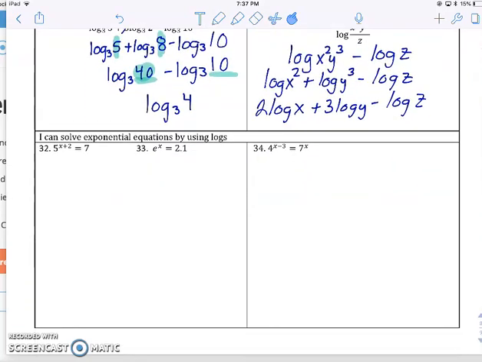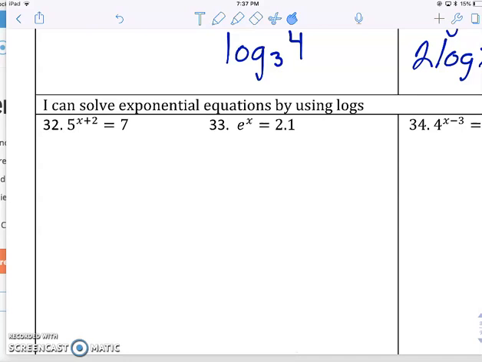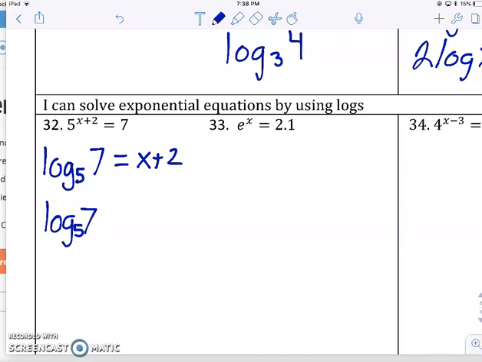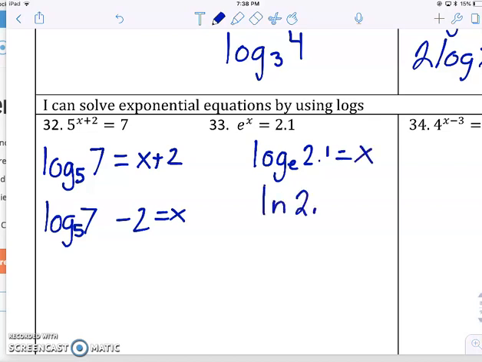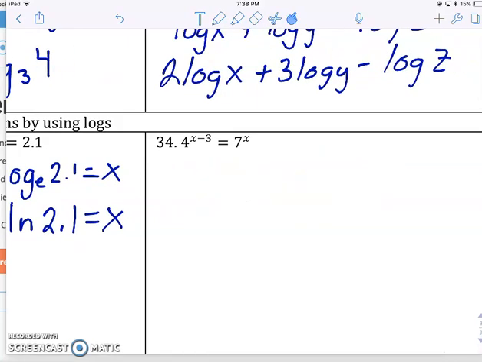And we're almost done. So these last ones you could use a calculator on. So if we switch this into log form, this is log base 5 of 7 equals x plus 2. So you calculate what this is. So log base 5 of 7 minus 2 equals x. So this one is a log. Log base e of 2.1 equals x. And we know that this is the natural log. Log base e is natural log. So you definitely need a calculator on these.